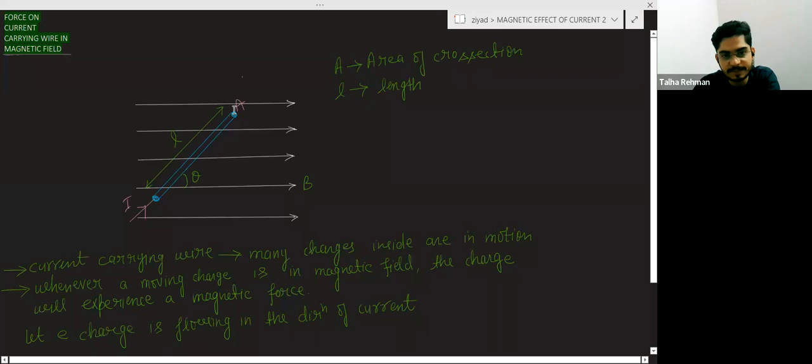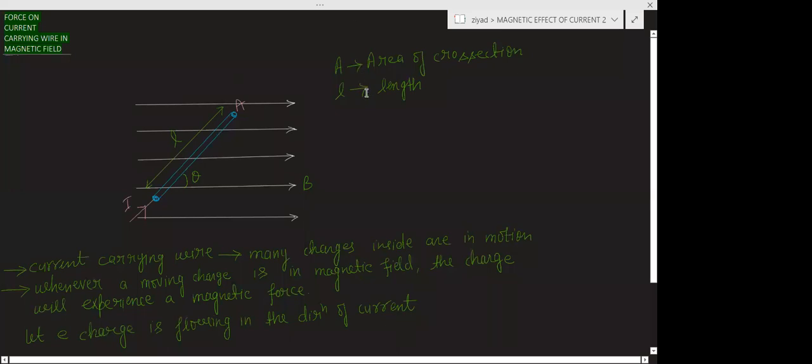So you see here, this is the magnetic field you have. This is the uniform magnetic field. And this is the wire, and this wire has the current I. And the length of the wire is this L. And this wire makes an angle theta with the magnetic field. I am supposing capital A is the area of cross section of the wire. So suppose this is a wire, so this will be the area of cross section. So L is the length of the wire.